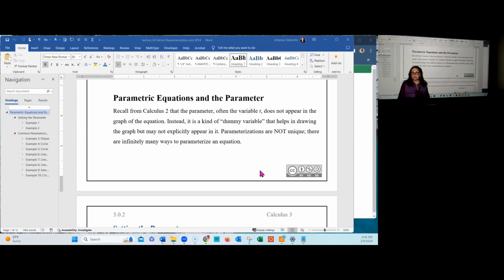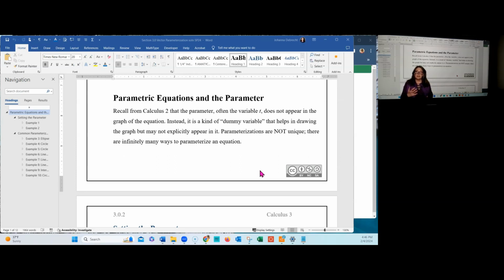One thing that you will want to remember from parameterization in Calculus 2 is that parameterizations are not unique. There are infinitely many ways to parameterize any equation or curve. So there's not going to be one equation where you can check your work and be absolutely certain that you have exactly the right parameterization. Infinitely many of them will graph the same curve. And we'll do an example of this where we use two different parameterizations to produce exactly the same curve in three-dimensional space.